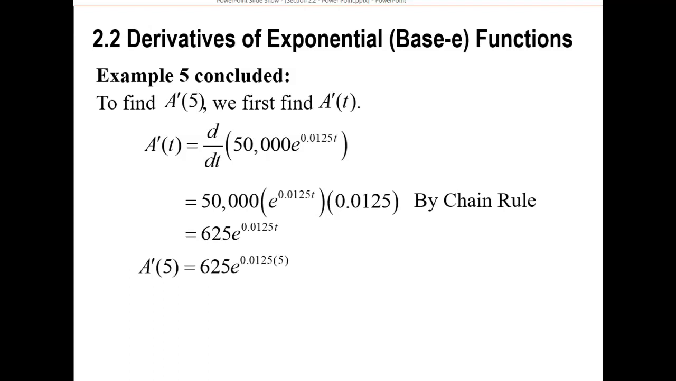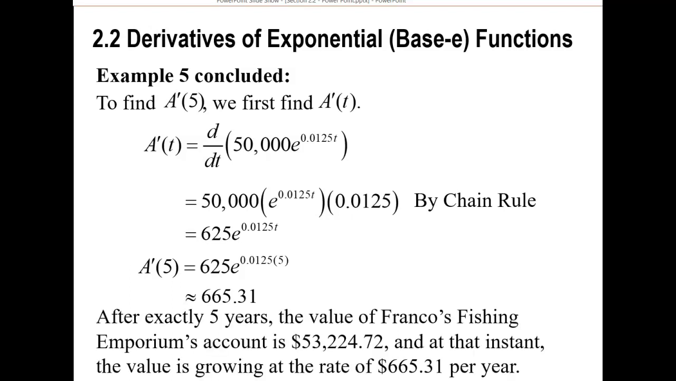So then once I find my derivative, I plug in 5. If I plug 5 into this function in place of t, we get this. And if I use my calculator to evaluate that, you get 665.31. All right, so the meaning is that after exactly 5 years, the value in his account was what we got for part A, $53,224.72. And at that instant, the value is growing at a rate of $665.31 a year. Right? The derivative is the rate of change of the function. So how fast it's increasing.